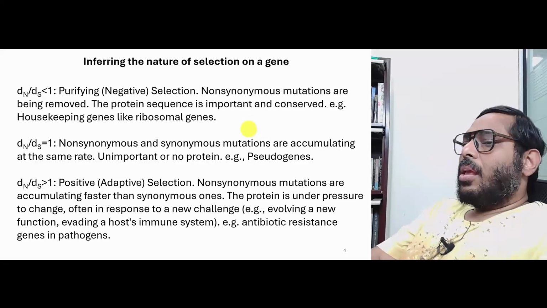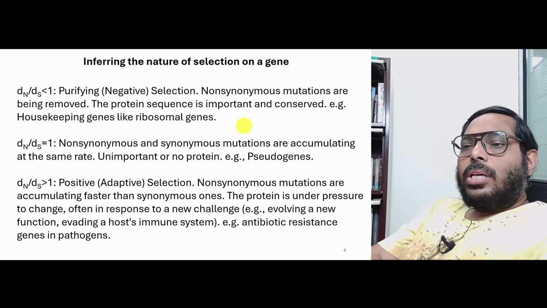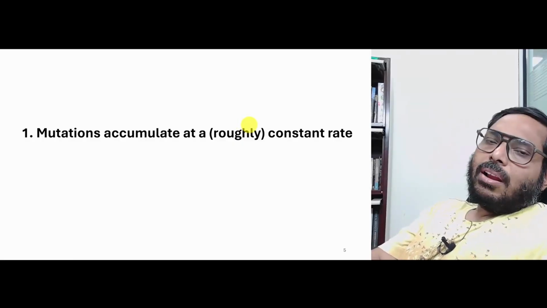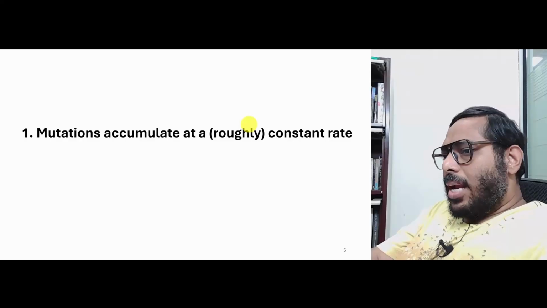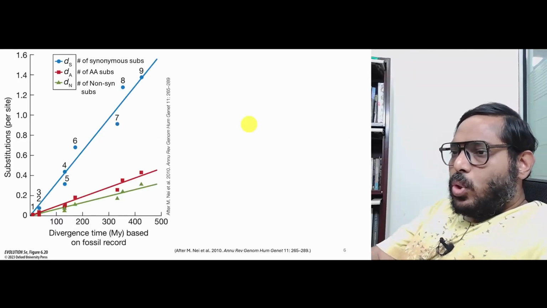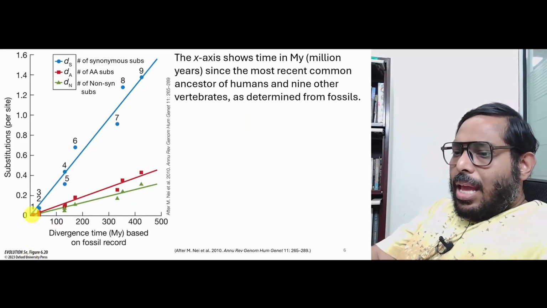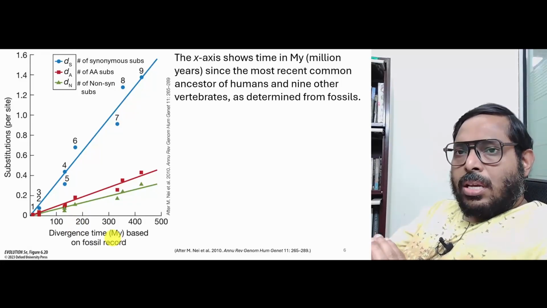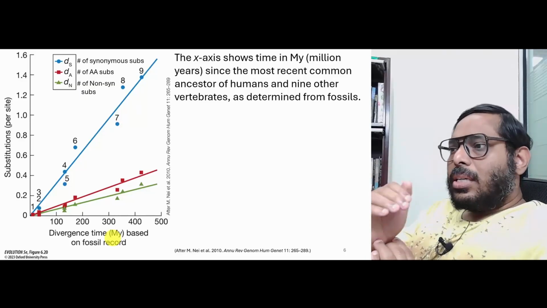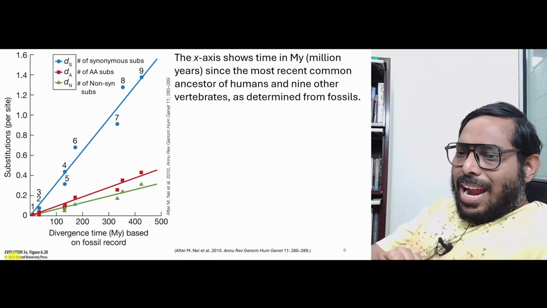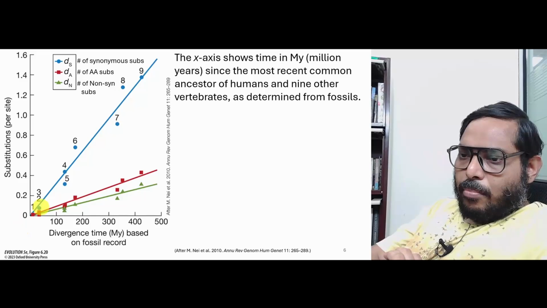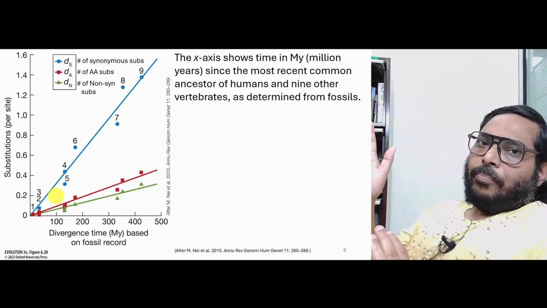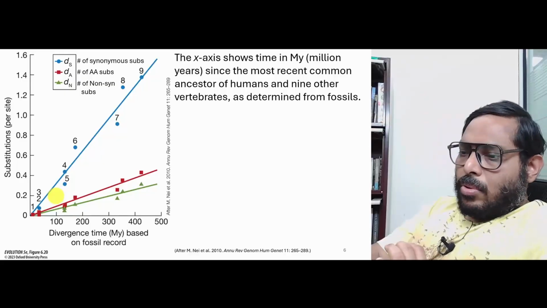So, these values quickly tell us what kind of selection is happening on the organism, or rather on that gene. Now, based on this, we can look at our first property, which is that mutations accumulate at a roughly constant rate. What do I mean by that? Here I am showing you a graph wherein the x-axis is showing the time in millions of years since the most recent common ancestor of human and 9 other species, numbered 1 to 9 on this blue line, the time since they diverged.